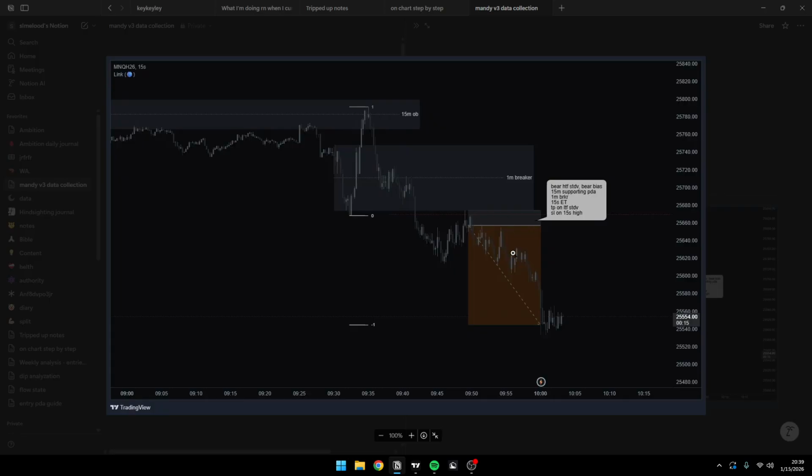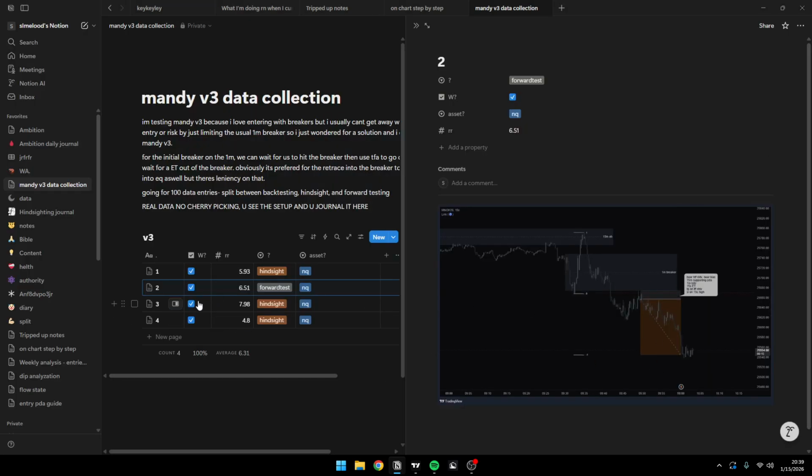The entry I took was somewhere down here, and I got stopped on this leg up. But yeah, it happens. This leg up was low-key rough, but yeah, V3 cooked instead of my entry, so data is data. So that's another example.